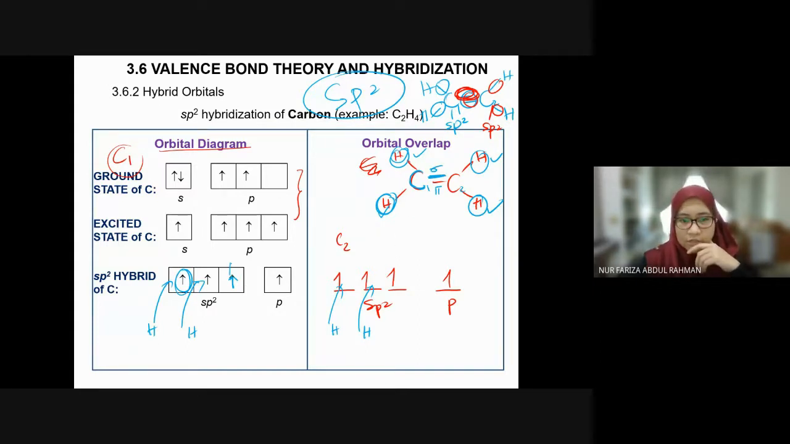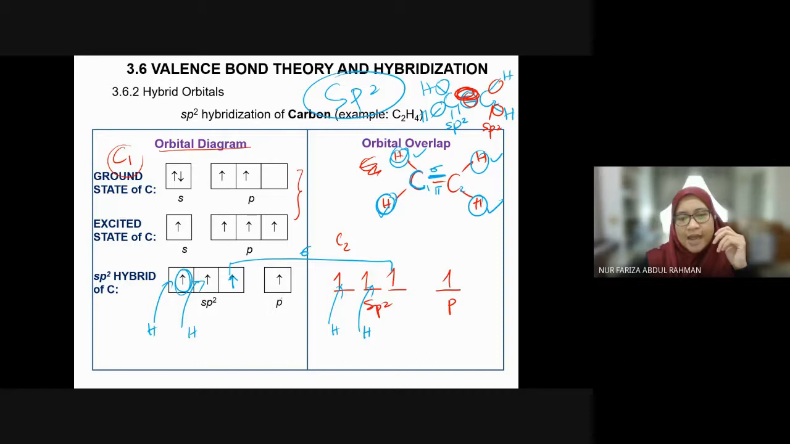So this will overlap, guys. This is sigma bond. So from sp2 of C1, it will overlap with sp2 single bond from a single electron from carbon number 2. Okay, all right. So how about this one?